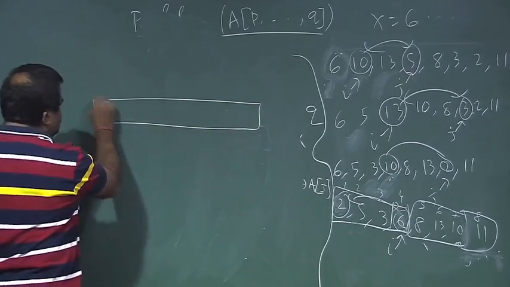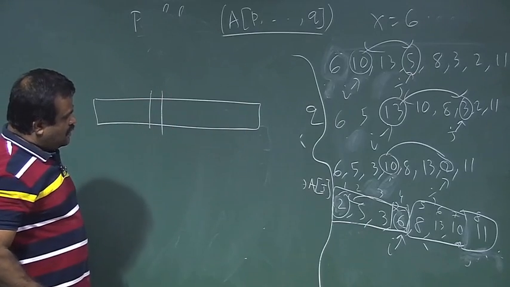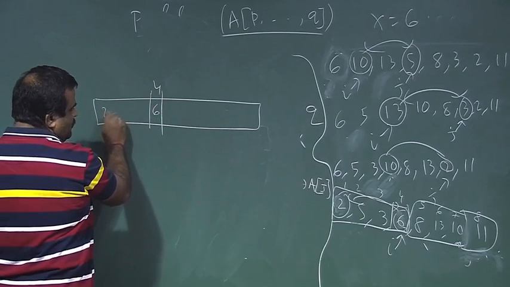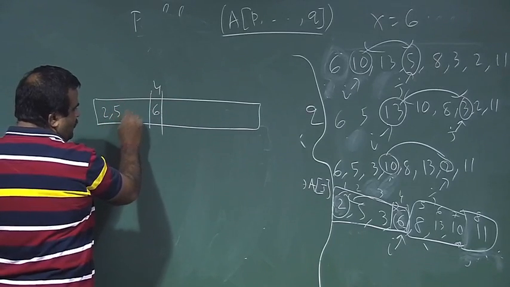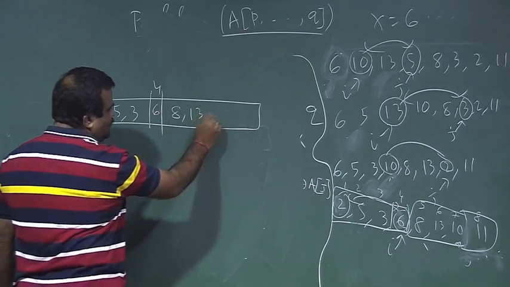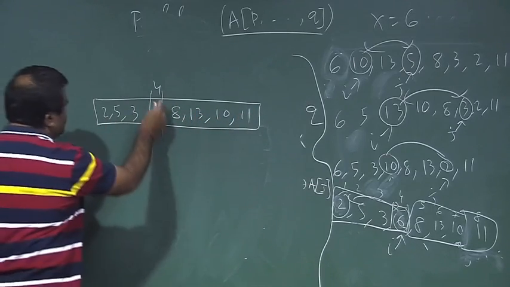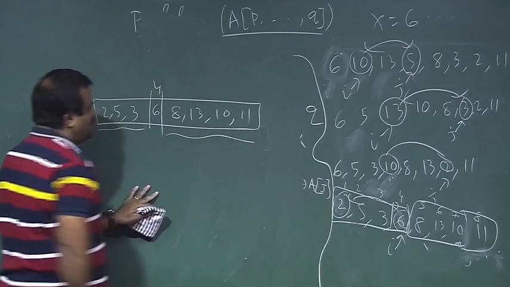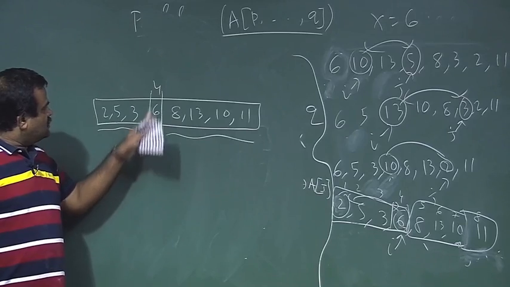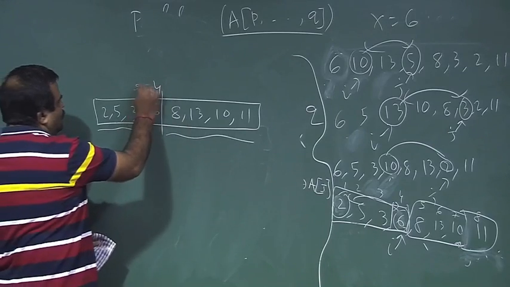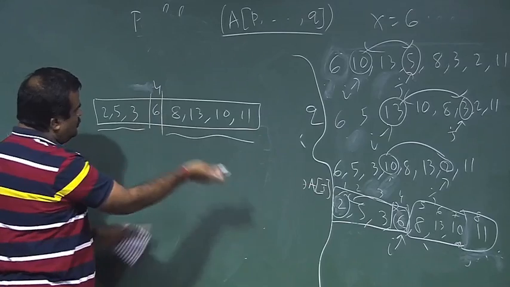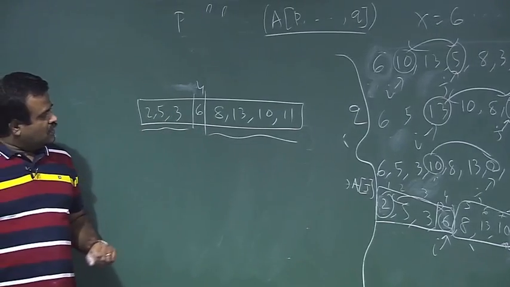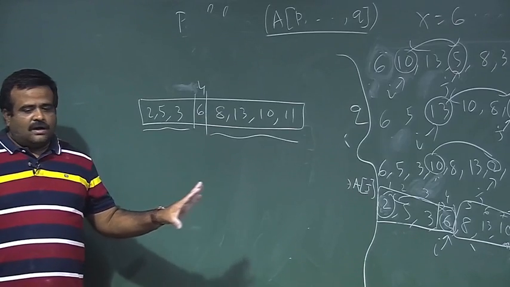So, 6 will be sitting here, and this index is 4, and all the elements here are 2, 5, 3 and 8, 13, 10, 11. And this is the index we have to return to identify the left subarray, and this is the right subarray. Okay. So, this I is the index, this is say R. So, this 4 is returned. So, the partition will return the element 4. Okay. So, this is the partition algorithm.